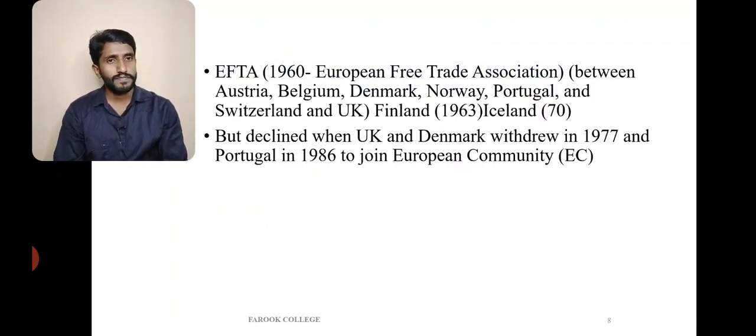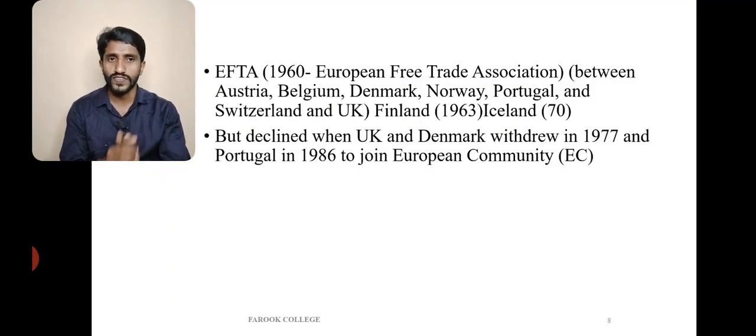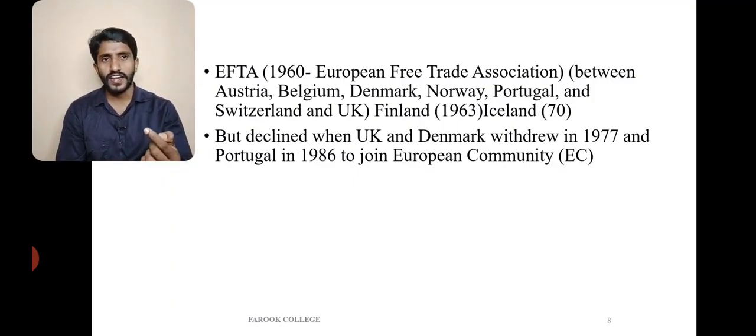Then EFTA, 1960, the European Free Trade Association between Austria, Belgium, Denmark, Norway, Portugal, Switzerland and UK. Then later on Finland and Iceland also joined. But this association declined when UK and Denmark withdrew in 1977 and Portugal in 1986 to join the European Community. So after the European Union, this association collapsed. But this is also an example of a free trade area.